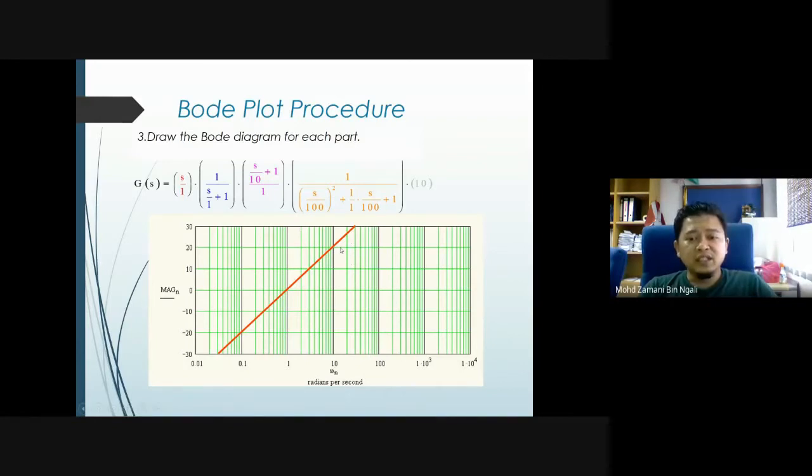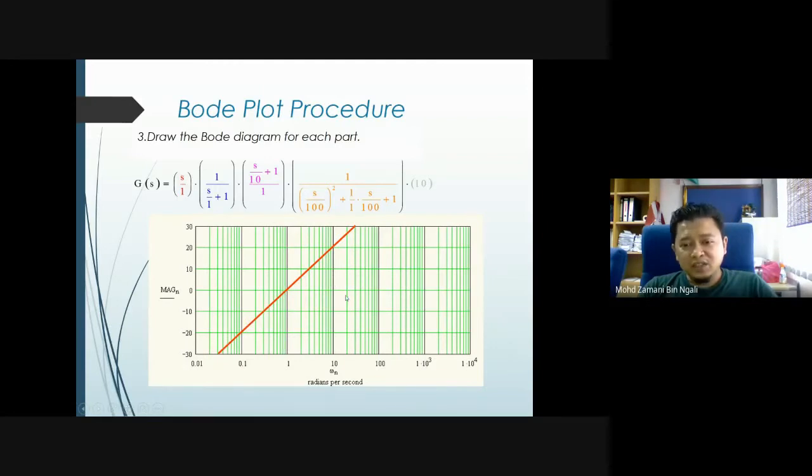So what is actually the slope? If the S is at the numerator, at the top side, the slope is positive, it goes upward. And the slope for S is 20 decibel per decade. This is decibel, this is 1 decade. So here it's from this point up 20 decibel in 1 decade. 20 decibel, 1 decade. So this is the graph.